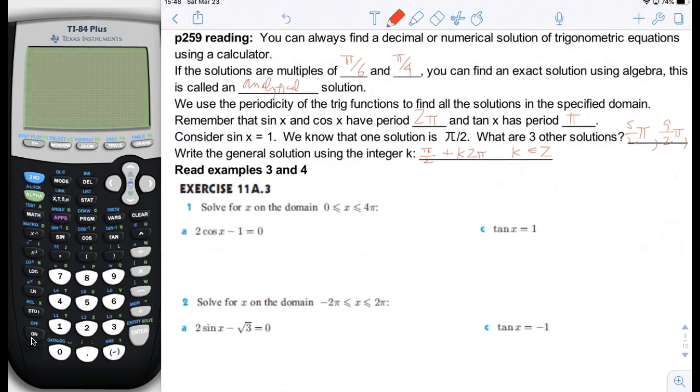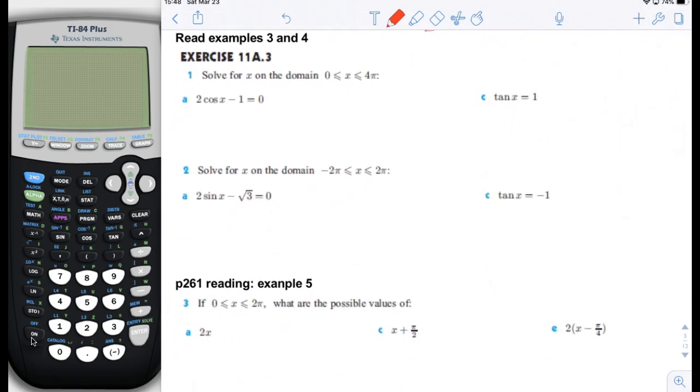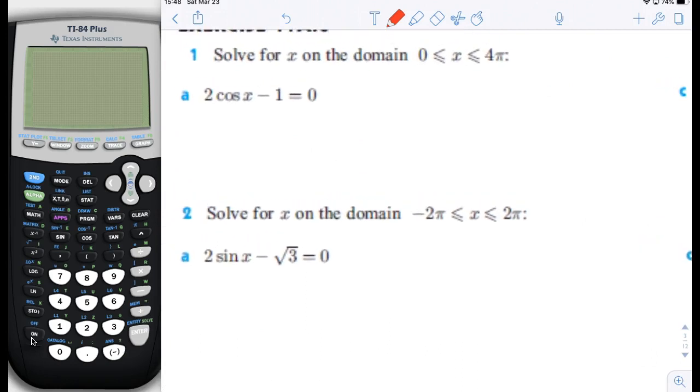Okay, here we are on number 1. Solve for x on the domain between 0 and 4 pi. We're going to try to solve these analytically. Eventually, the answers are going to be multiples of 30 degrees or 45 degrees because that's the only way we could do it without the calculator.